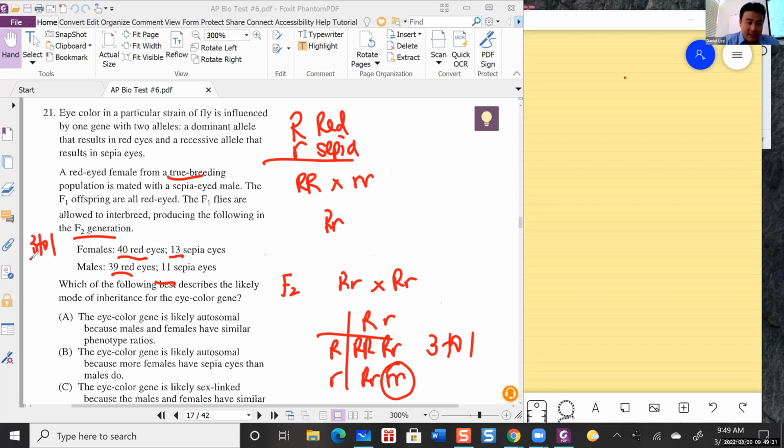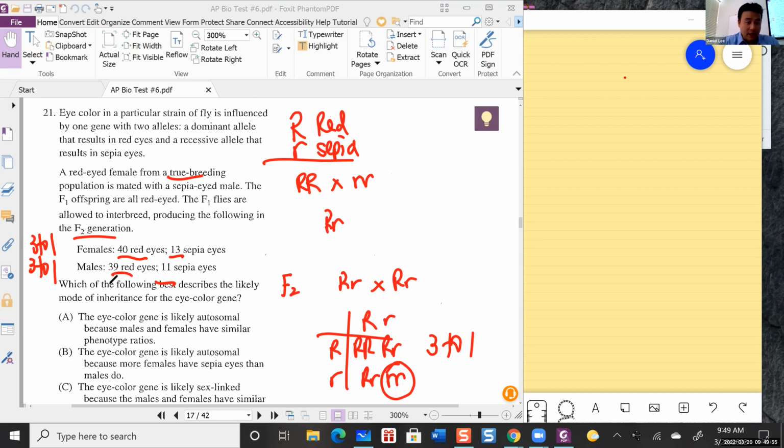That means it's not sex linked. It has nothing to do with gender. Whether you're male or female, the ratio is 3:1. So even though this is autosomal recessive, they still introduce male and female to confuse you. But when there's no difference between the female ratio and the male ratio, you can ignore the possibility of sex linkage. It is not sex linked.